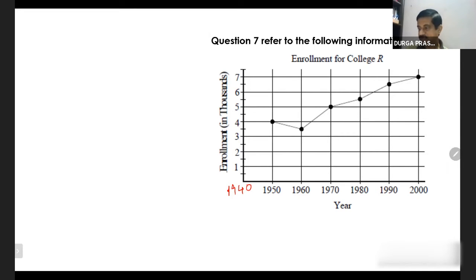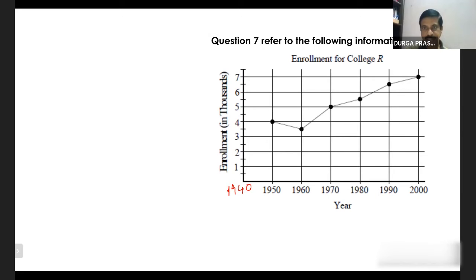Each of them is 1 unit. So this is 4 units. So in 1950, it is 4 units. What is this? Enrollment in thousands. So 4,000, like that. From 1950 to 1960, enrollments have decreased. From 1960 to 1970, enrollments have increased heavily. You see the steepness of the line. So the rate of increase is very high between 1960 and 1970. After that, there is an increase, but the rate of increase is low.